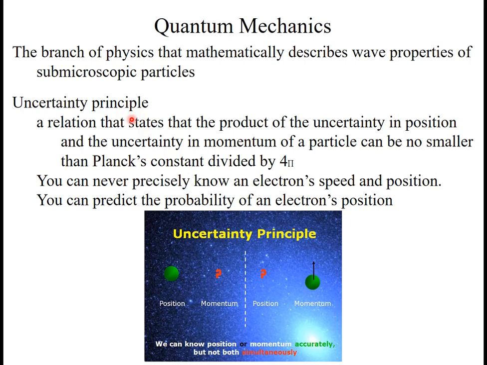Heisenberg's uncertainty principle says that you can't know both the speed and position simultaneously. So if I know the position, I don't know what the speed is, or the momentum. If I know the momentum, I no longer know what the position is. And so basically by trying to measure one, I disturb the other. So you can know either the position or the momentum accurately, but not simultaneously. You can't know them at the same time.